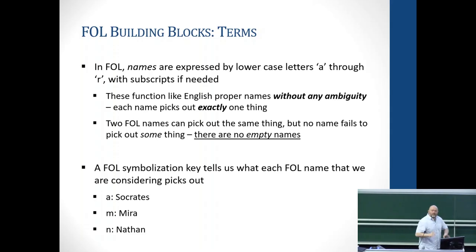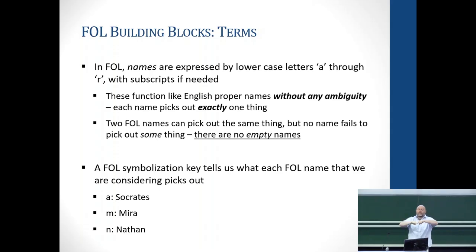So what's important is that every name picks out exactly one thing. So each name is guaranteed to pick out an object, and there's no ambiguity about that. There might be multiple names for the same object. You just can't have a name that doesn't pick out anything at all, that fails to refer.